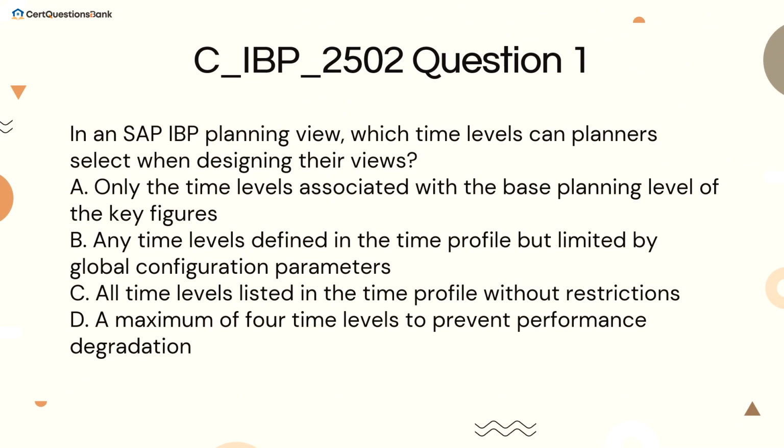In an SAP IBP planning view, which time levels can planners select when designing their views? A. Only the time levels associated with the base planning level of the key figures. B. Any time levels defined in the time profile but limited by global configuration parameters. C. All time levels listed in the time profile without restrictions. D. A maximum of 4 time levels to prevent performance degradation.